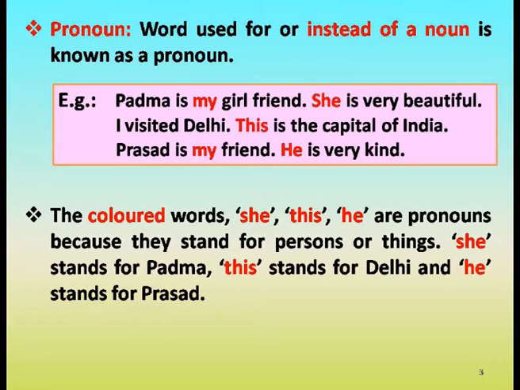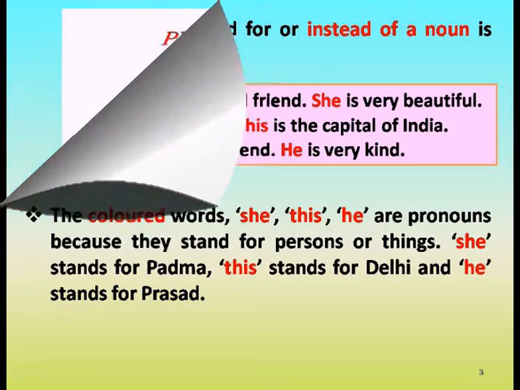Padma is my girlfriend. She is very beautiful. I visited Delhi. This is the capital of India. Prasad is my friend. He is very kind. The colored words she, this, he are pronouns because they stand for persons or things. She stands for Padma, this stands for Delhi, and he stands for Prasad.